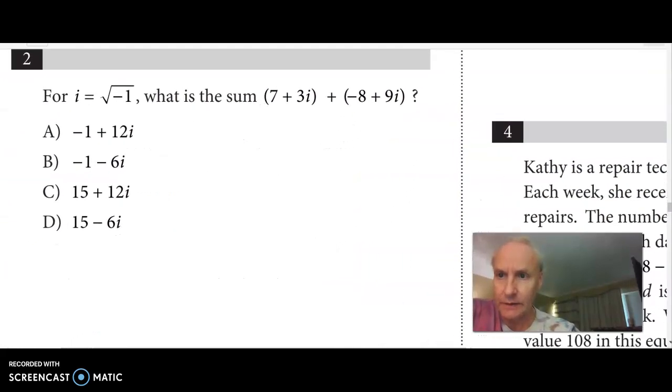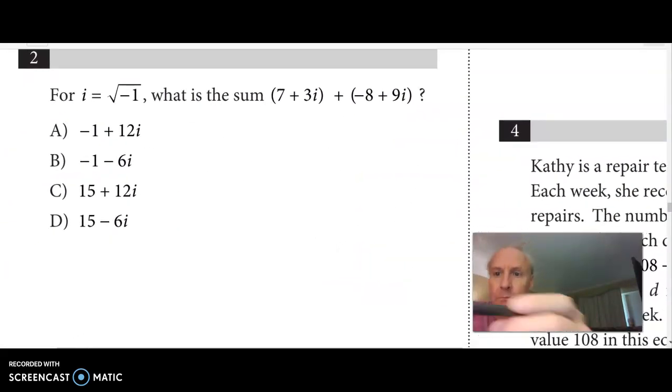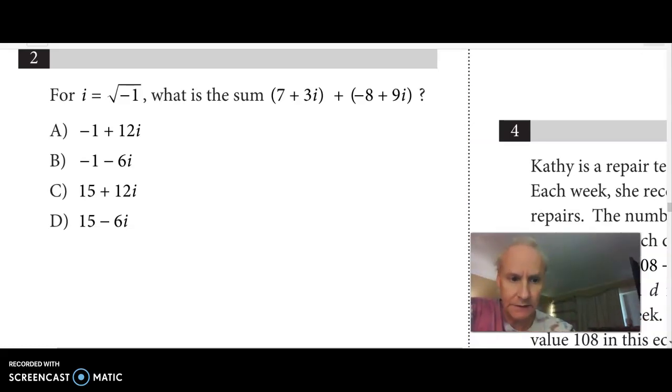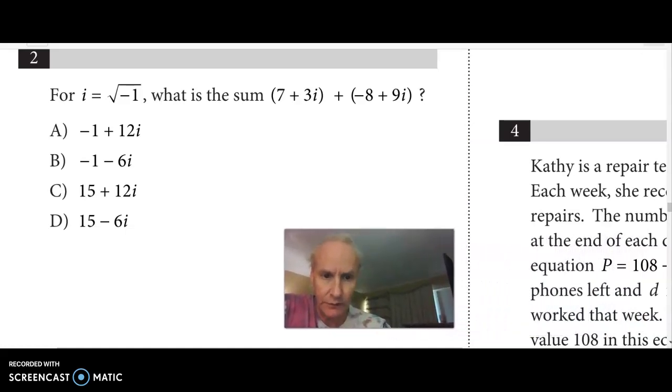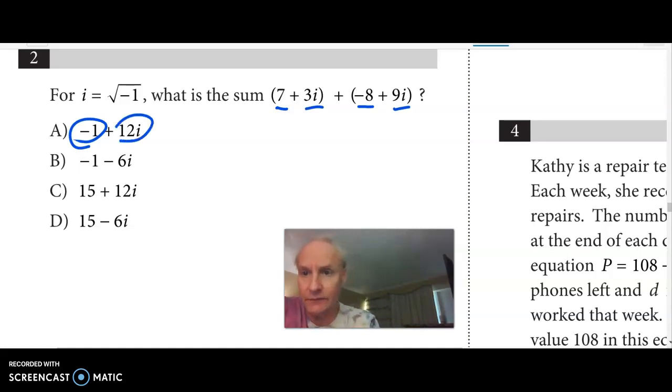There we go. Okay. i is always equal to the square root of -1 in general in this case. Let's see if I can move this thing where you can see me. There we go. So we're going to add like terms, just like if it was variables. i isn't a variable, it's actually the imaginary number, but here it is. Let's get my pencil back. 7 minus 8 is -1, and 3i plus 9i is 12i, so A is the answer.